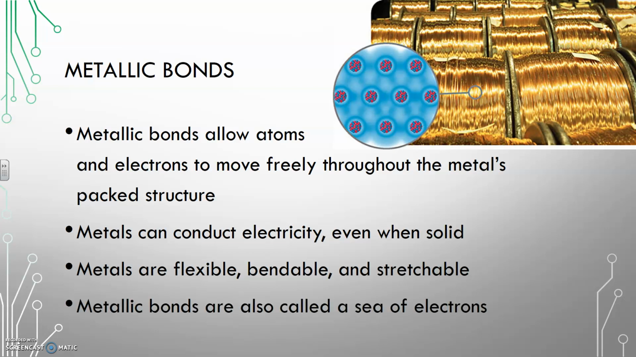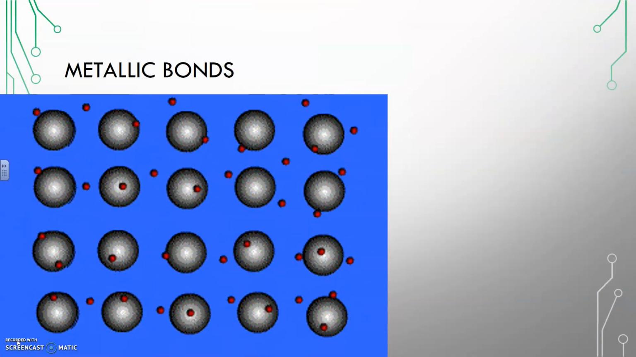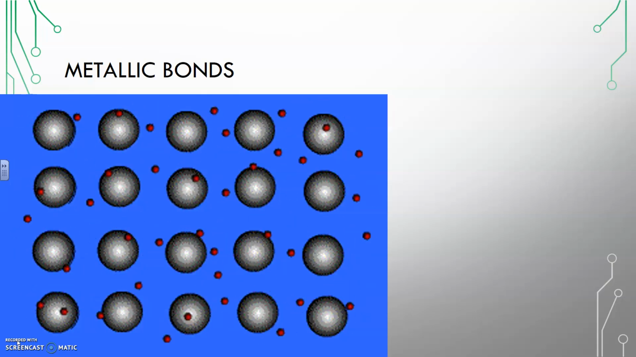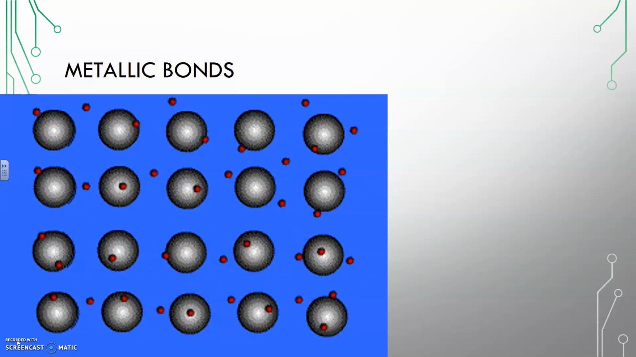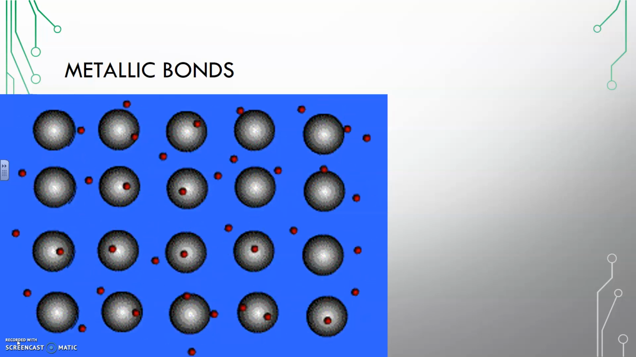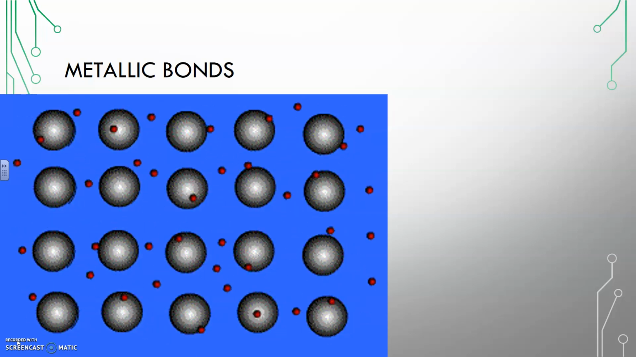They are generally referred to as a sea of electrons, where maybe the nucleus is like the bottom of the ocean, and the electrons just get to move around wherever they want to. So this is kind of a depiction of what that looks like. You have the different atomic nuclei in the gray circles here, and then the electrons are the little red circles that are moving all over the place. So this is kind of the image that you can get when you think of a metallic bond.